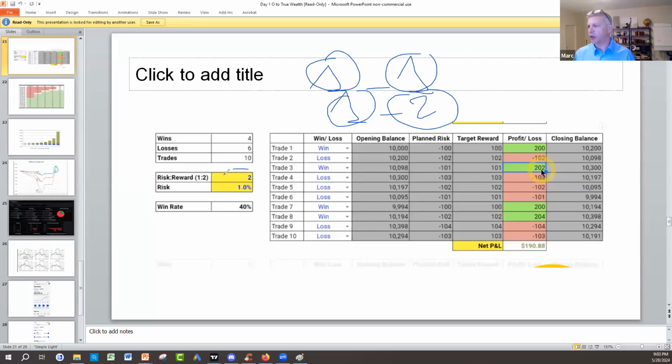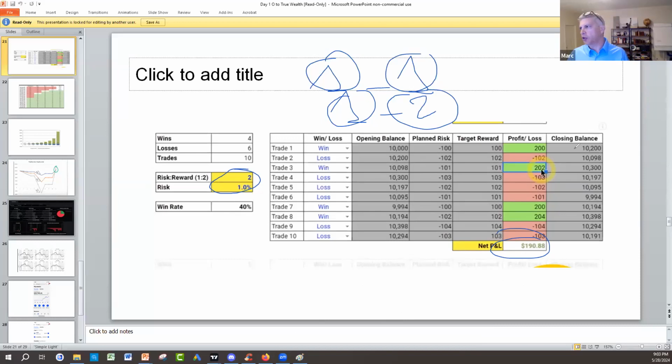But if you look here at the 2-to-1 risk ratio, you barely pay for commissions. It means you barely pay for commissions, guys. You're a break-even trader at 2-to-1. People don't know that. You've got to have a 3-to-1 risk ratio. So now, how do we do that?